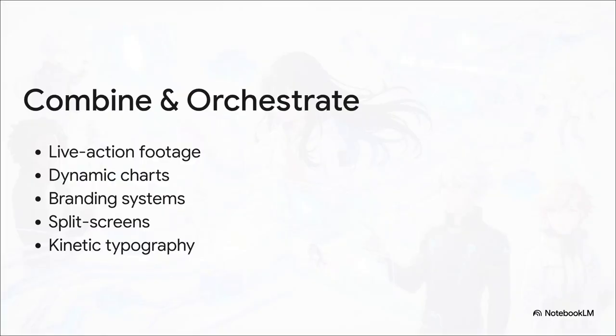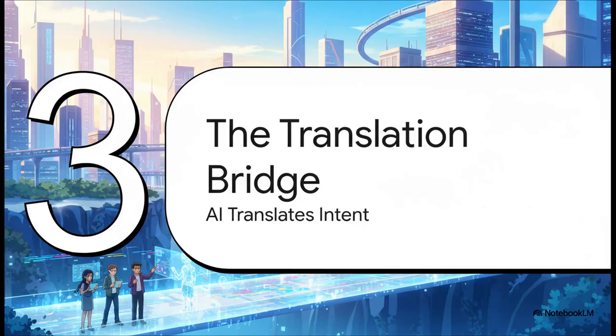And here's a massive misconception. A lot of people think this is only good for basic kinetic typography or simple lower thirds. Nope. With tools like HyperFrames or Remotion, you can orchestrate full live-action footage, auto-sync dynamic charts with podcast audio, and build complex branding systems that actually automatically recrop for vertical social media. It's the whole shebang. A complete fusion of motion design, generative graphics, and software systems, all working together in one seamless composition. Section 3, the AI translation bridge.